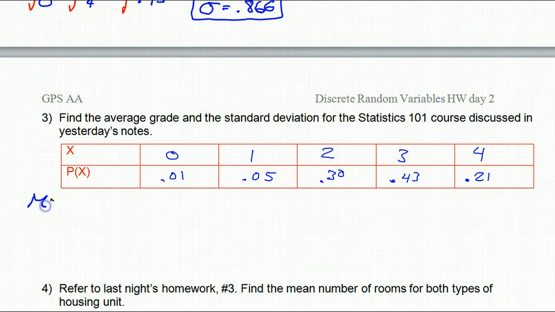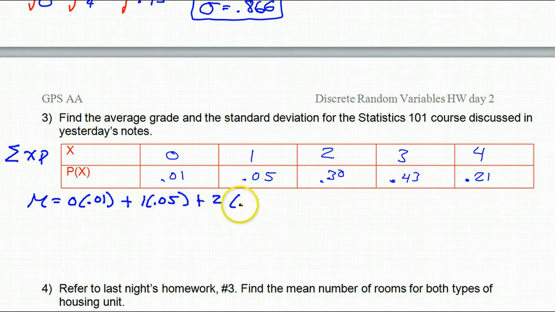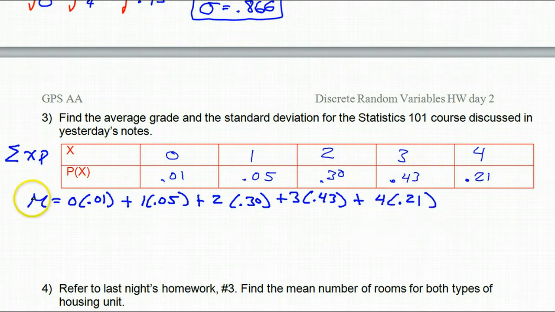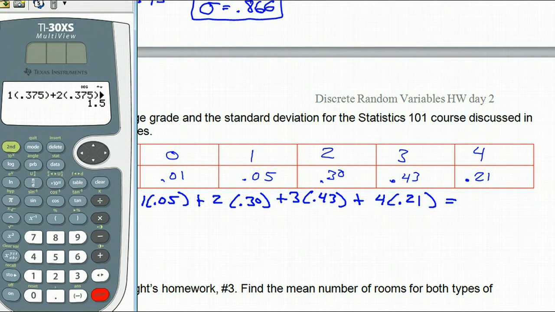Let's go ahead and calculate the mean. Remember, the mean is the sum of all the xp's. So that means I need to do 0 times 0.01 plus 1 times 0.05 plus 2 times 0.30 plus 3 times 0.43 plus 4 times 0.21. Put all that in your calculator and you will have the mean. I'm going to do that off camera. Alright, I got a mean of 2.78.